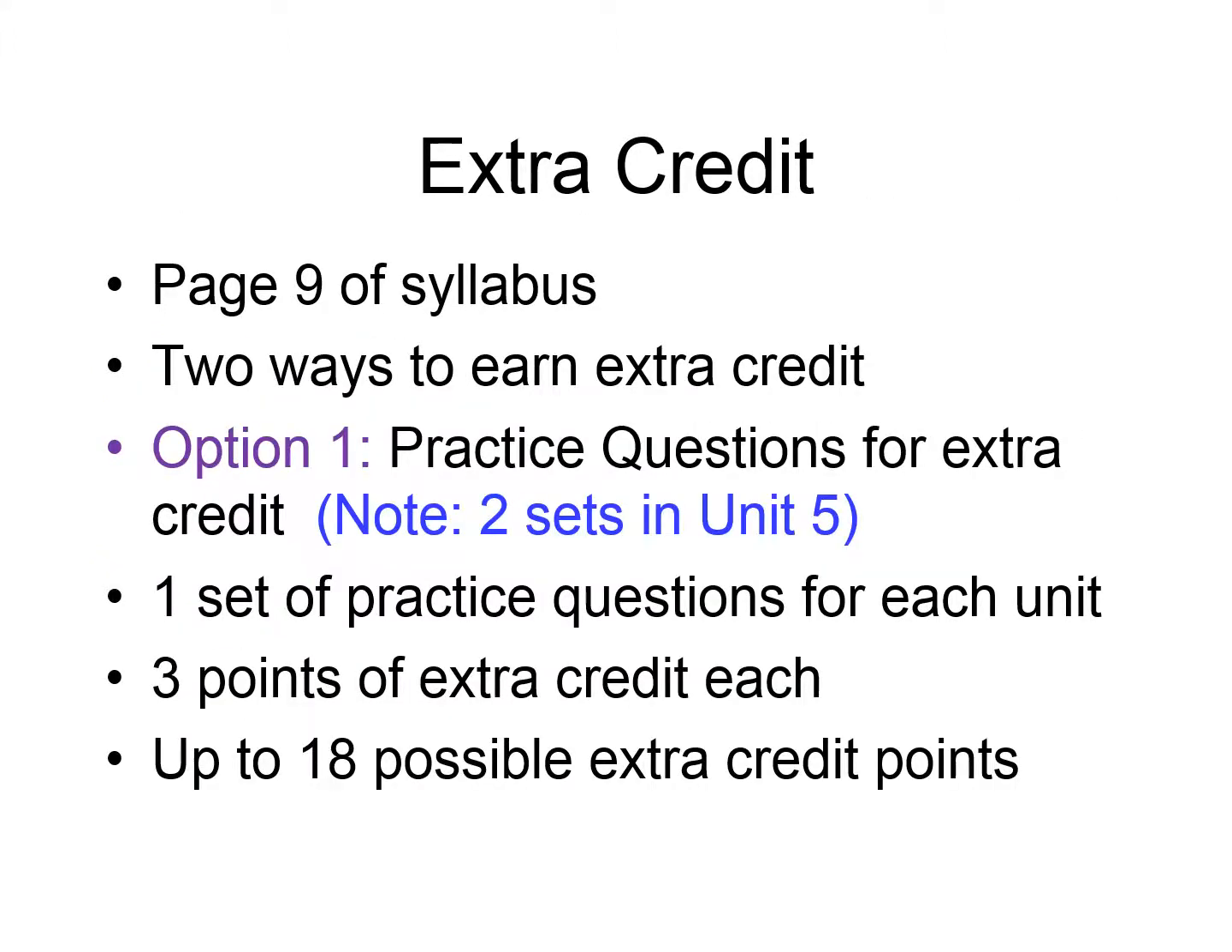There are 2 ways to earn extra credit in this class. The first option is completing a set of practice questions that will be found in each unit folder. Please note that there are 2 sets of practice questions in Unit 5. There are instructions for completing the practice questions, and then there is a Blackboard-based quiz, essentially, that you complete. Each set of practice questions is worth up to 3 points of extra credit. If you do all 6, that is worth up to a total of 18 possible extra credit points for the practice questions.